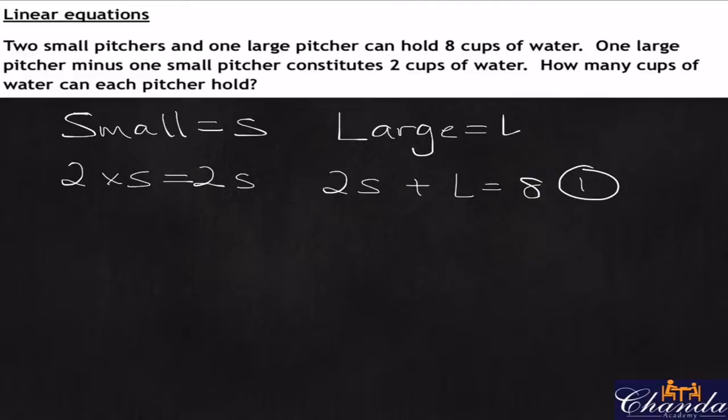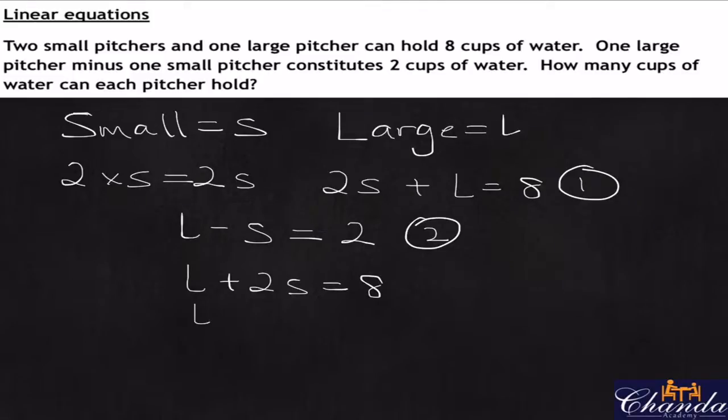The next equation is one large pitcher minus one small pitcher constitutes, or means, holds 2 cups of water. So L minus S is equal to 2. Now this is our equation 2. Now guys, this is the use of simultaneous equations. So let me just write them on top of each other so it's a little bit easier to read. So we have L plus 2S equals 8, and we have L minus S equals 2.